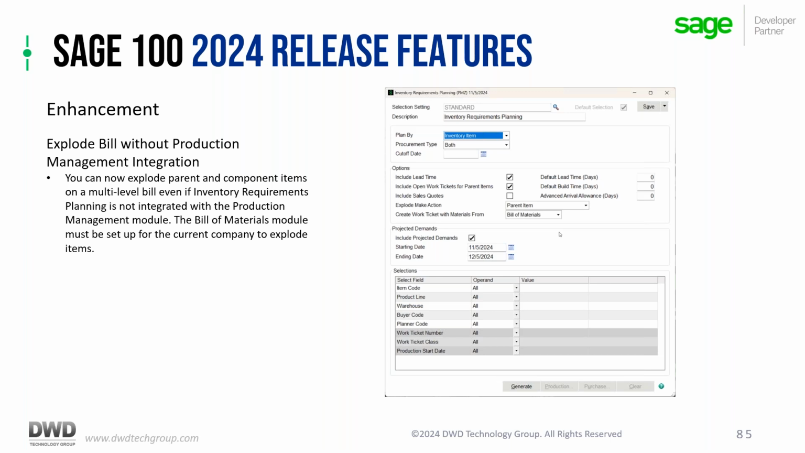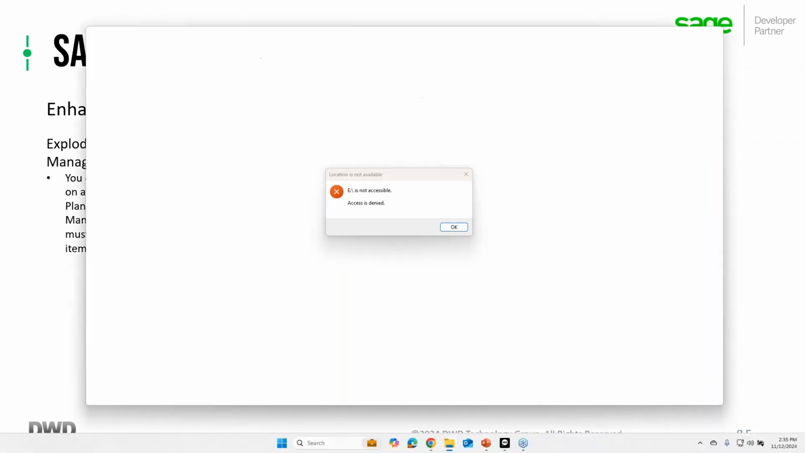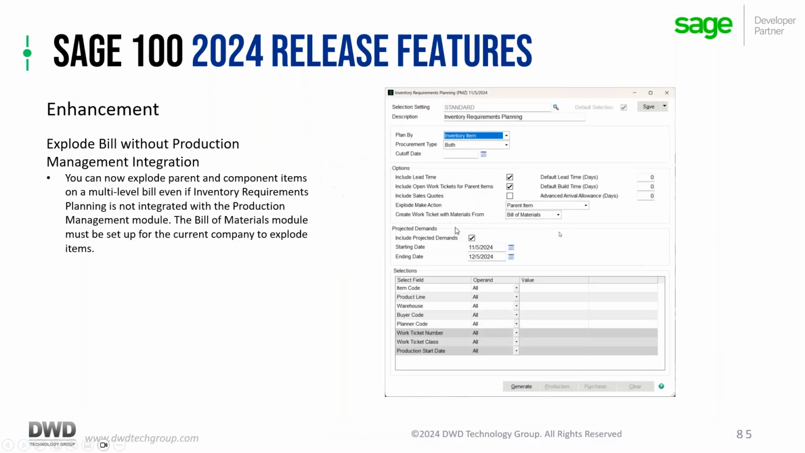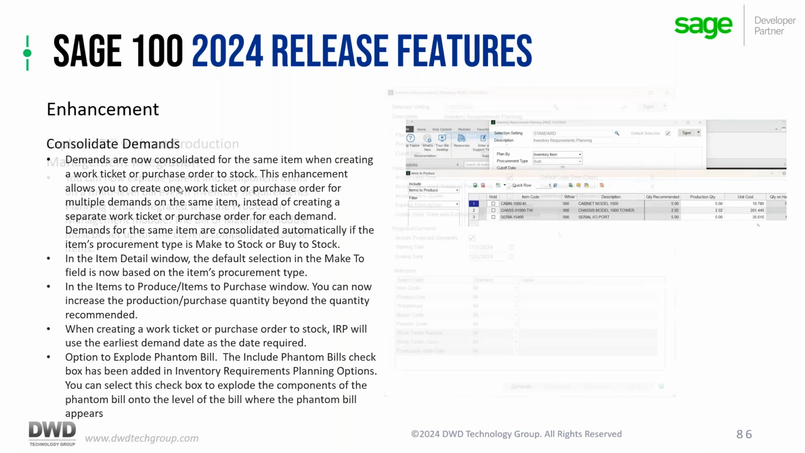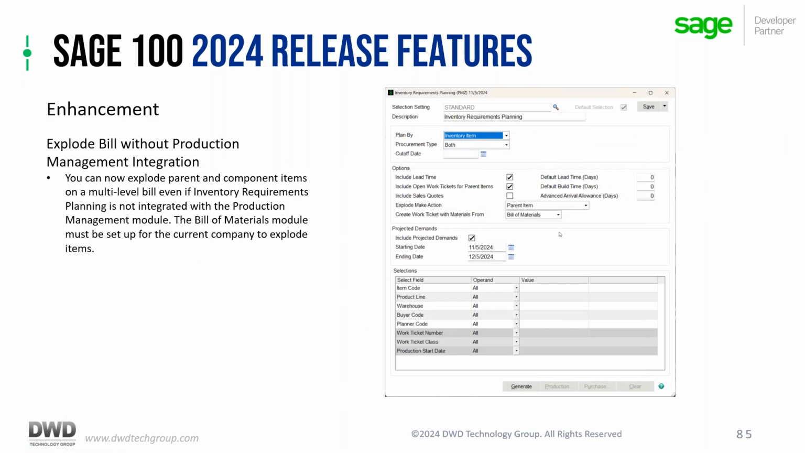The IRP then says, okay, let's see what the sales orders are. Let's look at your min maxes. Here are the things I think you should purchase. It'll list them all. You can select which ones, and then you can say generate purchase orders for it. So you don't have to have production management to use IRP.